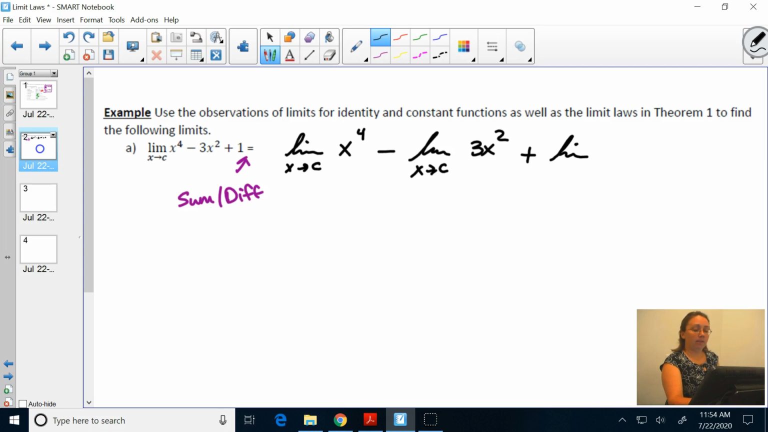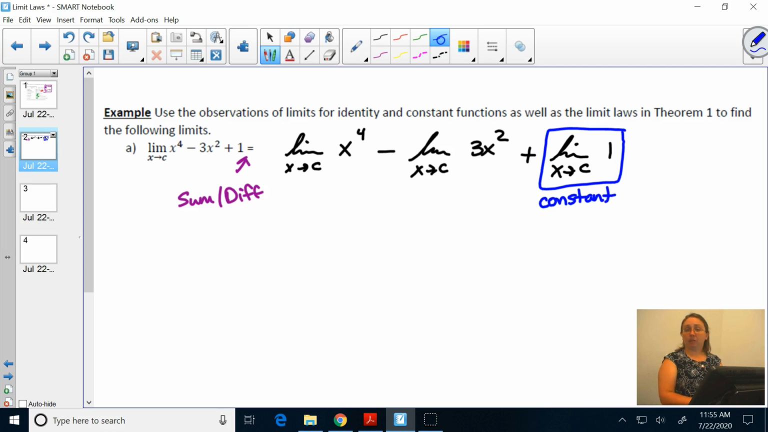So the limit as x approaches c for the last term is just a 1. This last term is one of our goals. What do you see there? We're taking the limit of 1. What kind of function is just a 1? This is a constant function. This is one that we've already discussed, and we already know the limit of a constant is the constant itself. So that one we can actually find the answer to. The other two, we still have some work to do.